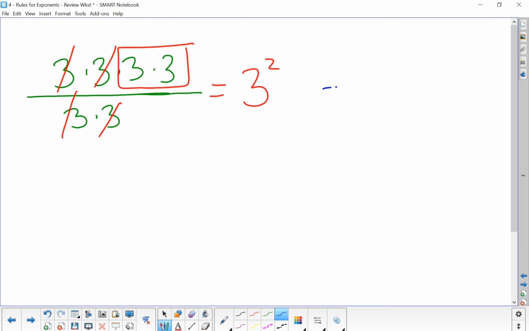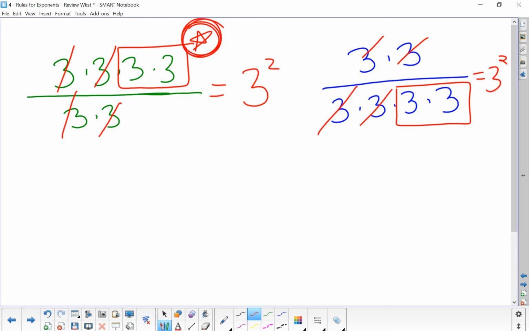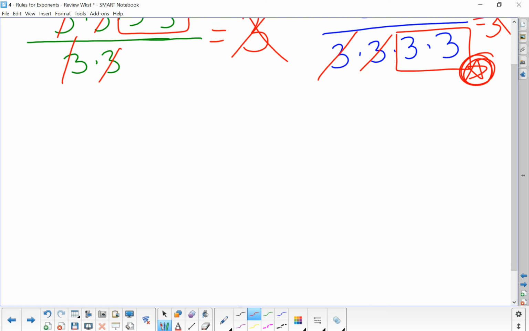Now what if I had this expression? 3 times 3 divided by 3 times 3 times 3 times 3. Can't I use those same practices? 3 divided by 3 is 1 whole. 3 divided by 3 is 1 whole. And I have 2 3's left over. But if I said that the answer to this was 3 squared, and the answer to this was 3 squared, how could that be possible? If this has 2 3's left over in the numerator, and this one had 2 3's left over in the denominator, that's clearly not the same location, so they can't have the same answers.